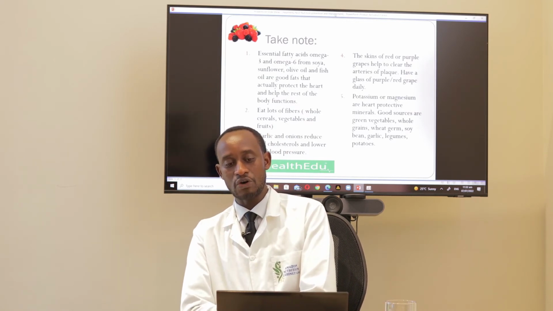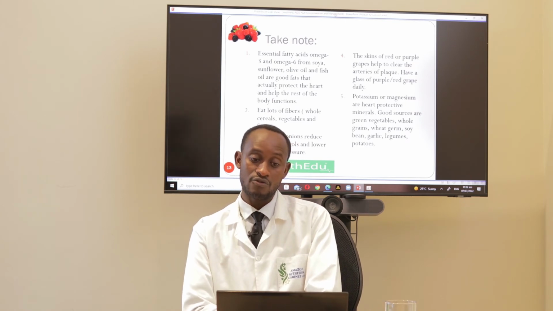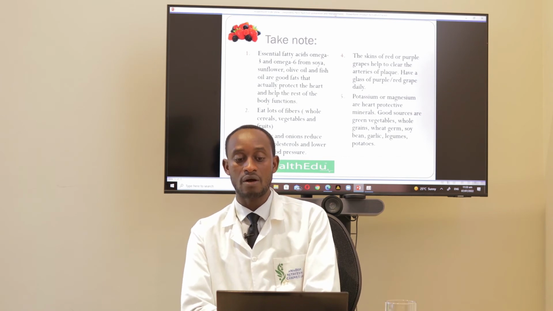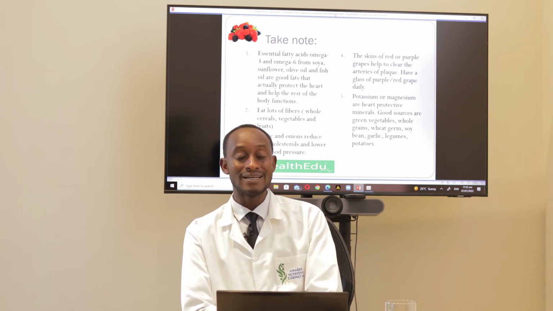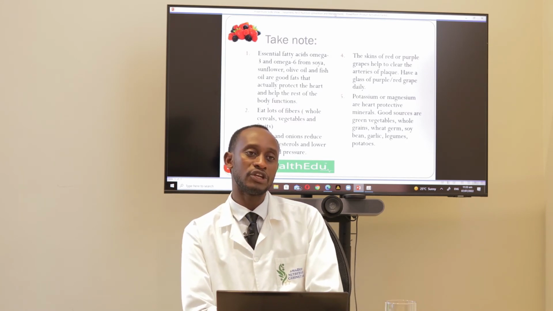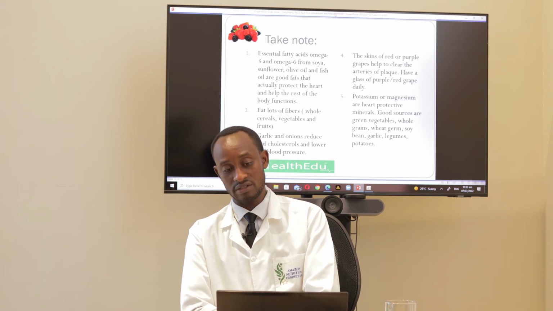There are essential fatty acids, most especially omega-3 and omega-6, that are majorly found in soya, sunflower and olive oil, and even in fish oil. These fatty acids are very good for the health, and they help the body to prevent and manage non-communicable diseases, especially cardiovascular diseases.